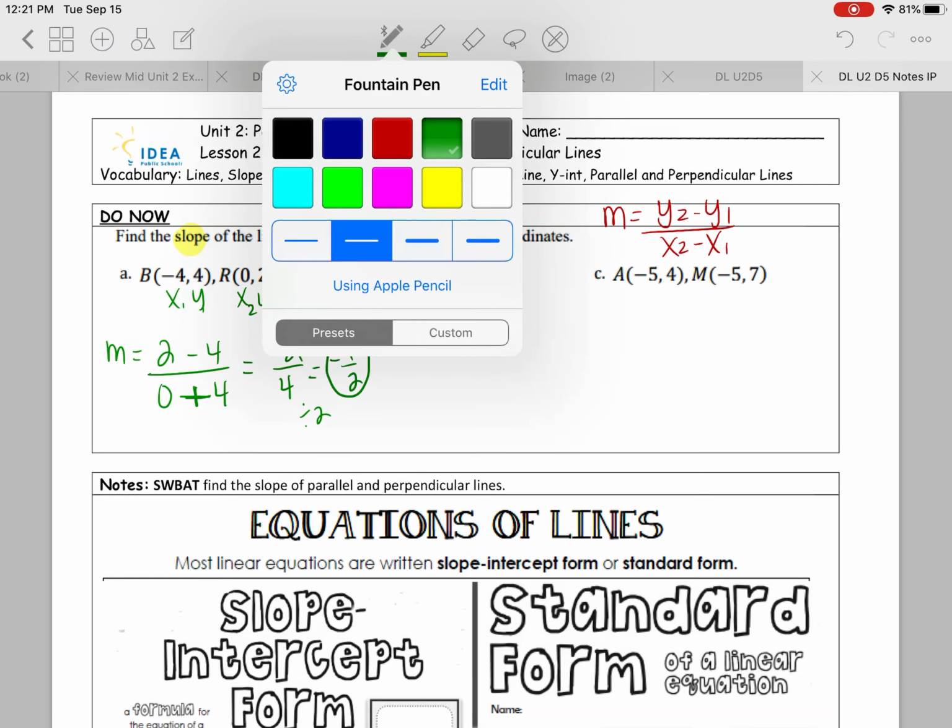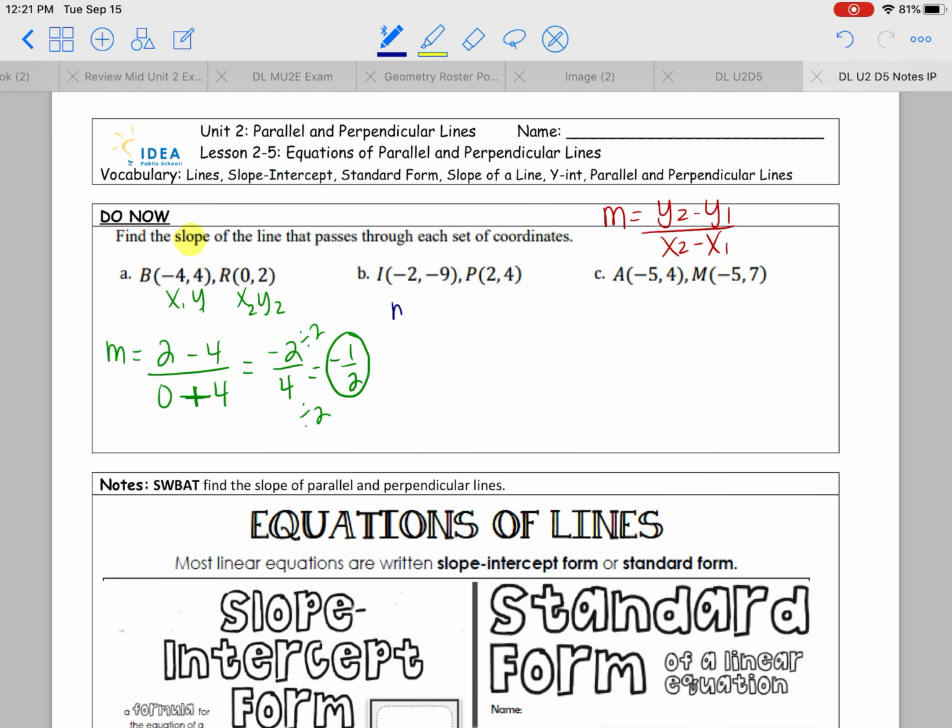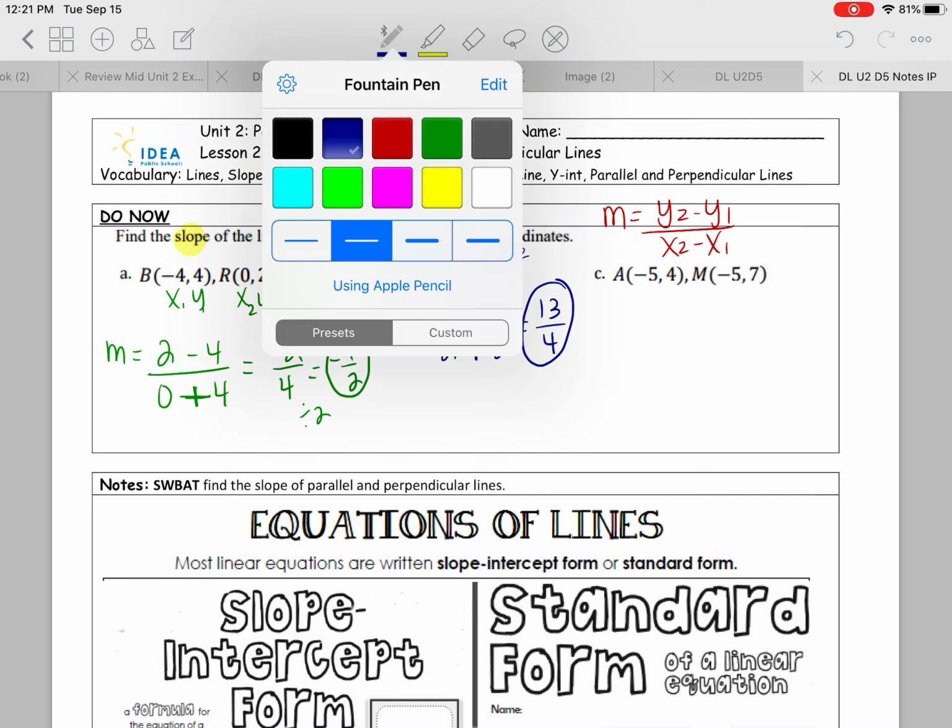Okay, let's do the same thing for problem B. Label the points x1, y1, x2, y2. Subtract the y's, 4 minus a negative 9, and 2 minus a negative 2. 4 minus a negative 9 is the same thing as 4 plus 9, which gives me 13. And 2 minus a negative 2 is 2 plus 2, which gives us 4. Since we can't simplify this ratio further, we just leave it like that, and that's our answer.